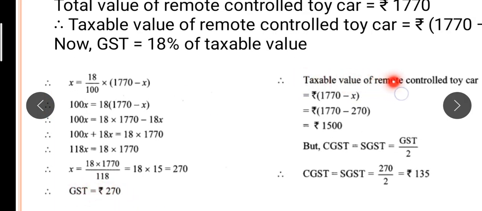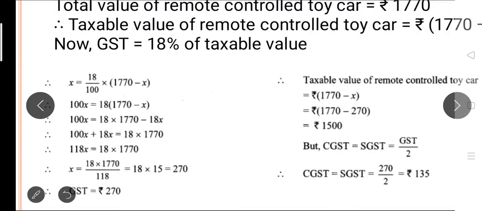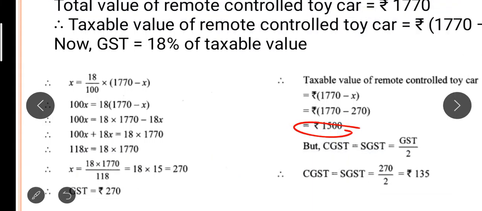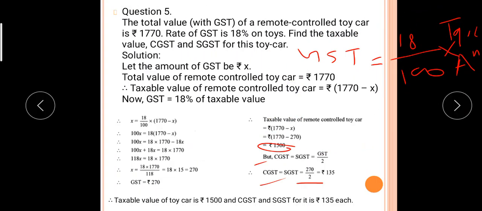Now taxable value of the remote control car is total value minus GST. So total value is 1770 minus GST 270, and therefore the taxable value of the remote control car is 1500. So what is CGST and SGST? CGST equal to SGST equal to total GST divided by 2, that is equal to 175 rupees. Okay. So properly mention all these questions in your notebook.